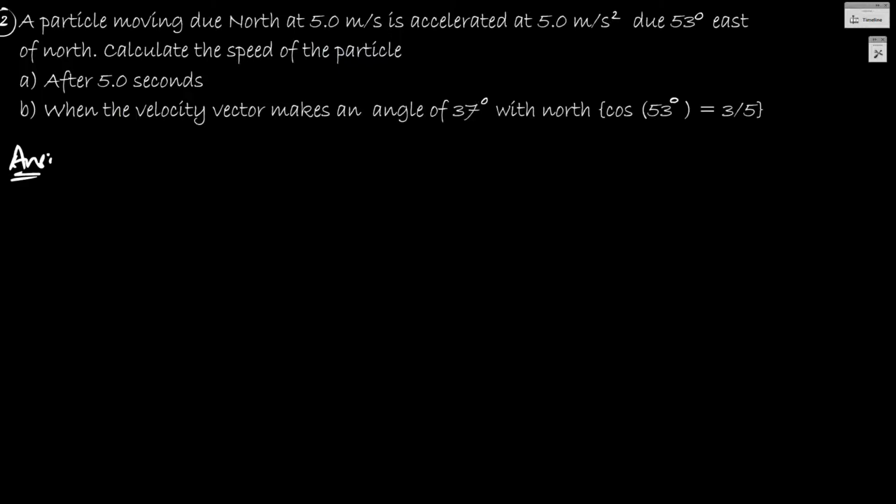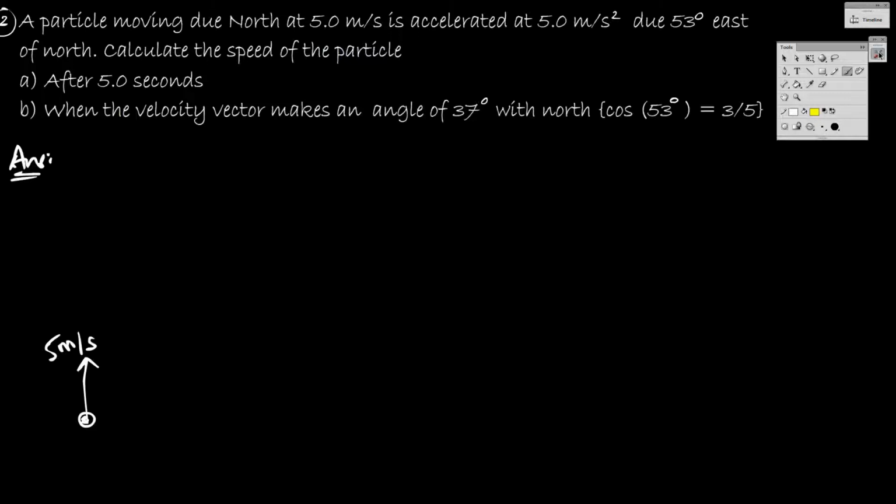So we have again a particle that is moving due north this way at 5 meters per second. So again, it's 5 meters per second along the vertical. It's accelerated now at 5 meters per second squared due 53 degrees east of north.